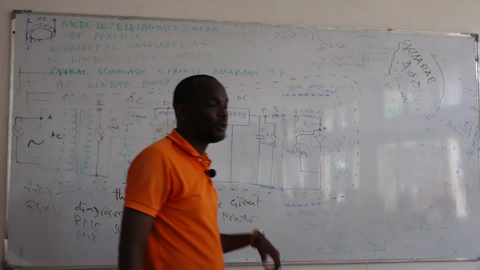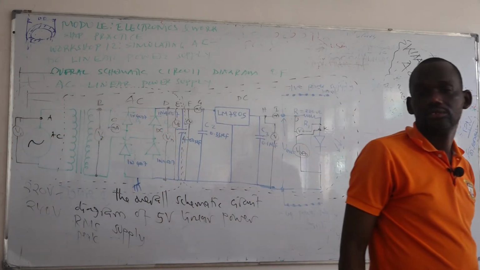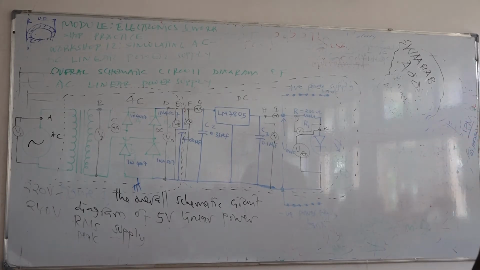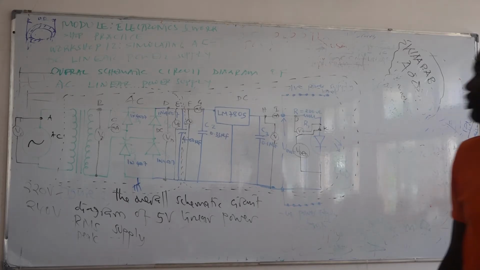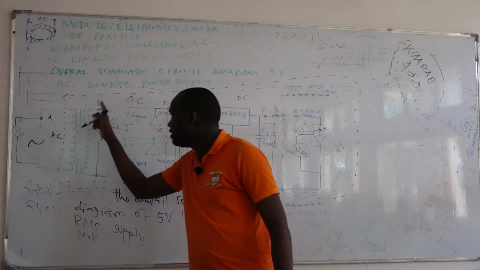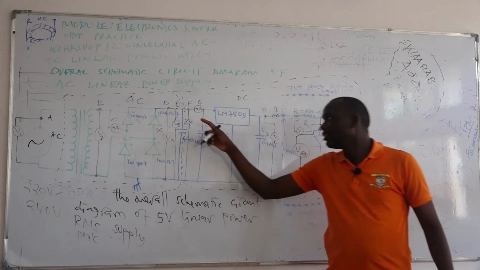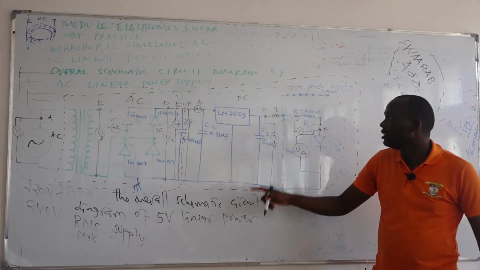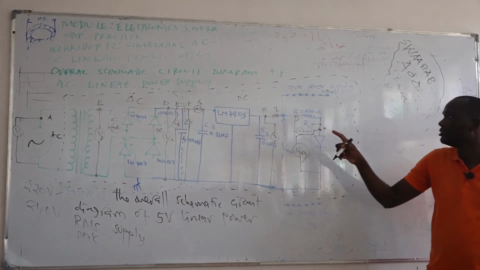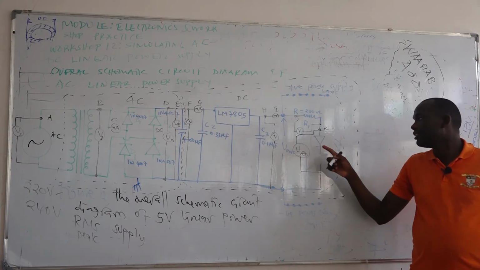So how many testing points do you have? How many testing points do you have there? 11. Yes. Okay. So the first testing point, second testing point, third testing point, fourth, fifth, 6, 7, 8, 9, 10, 11.